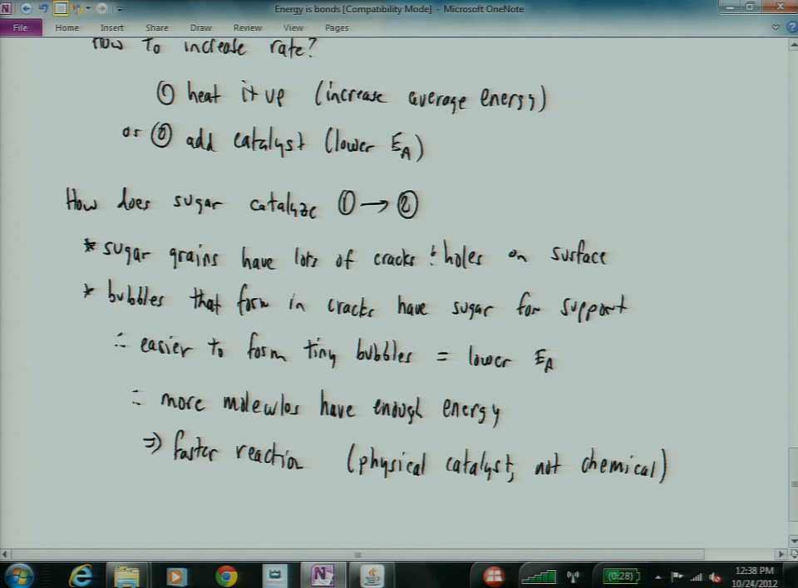Define a catalyst: it's something that reduces the activation energy, so it makes it easier for the reaction to happen. If you want to put it in a very simplistic way. The more technical way is it reduces the activation energy so that more molecules have enough energy to react. Okay.